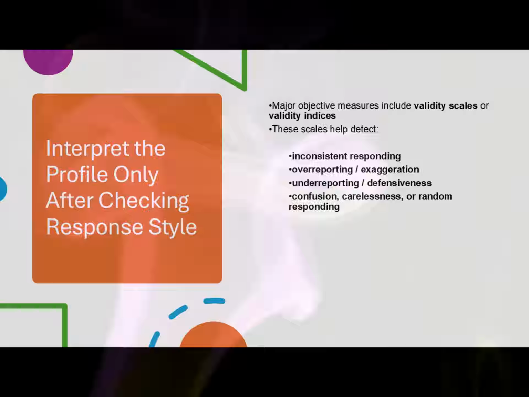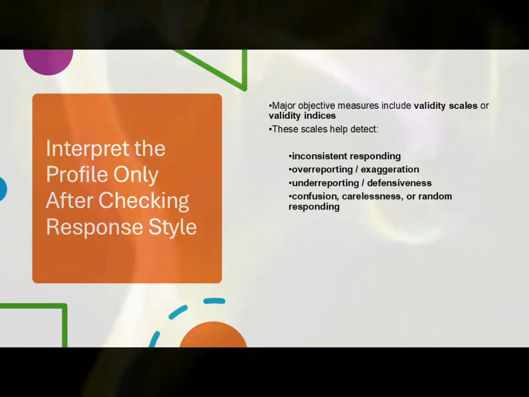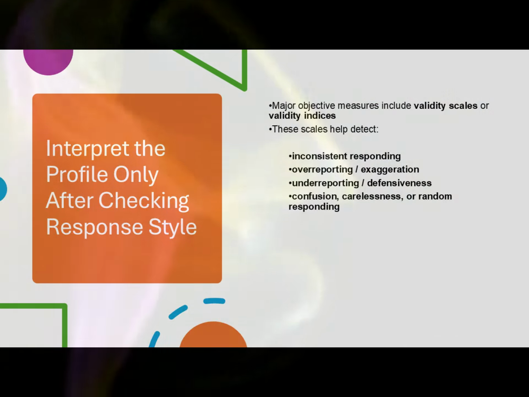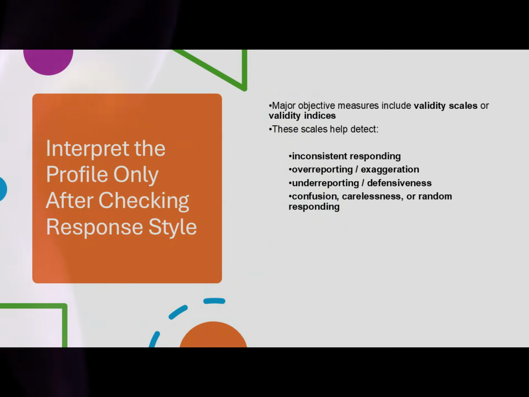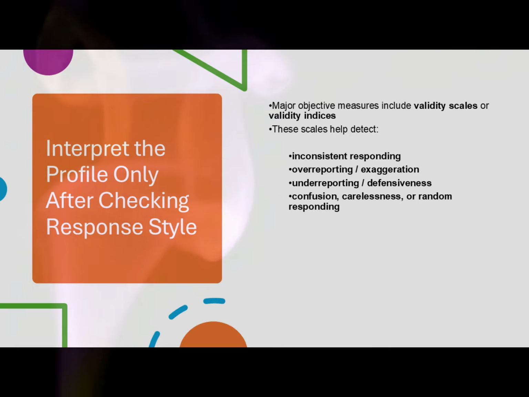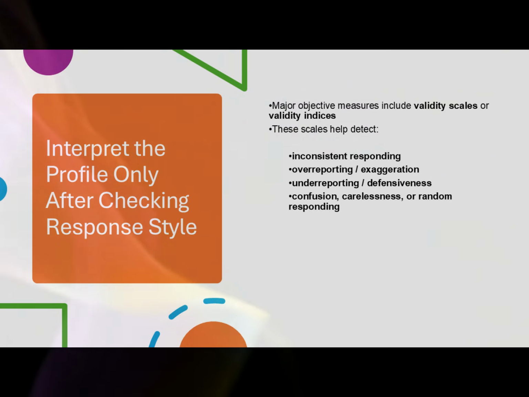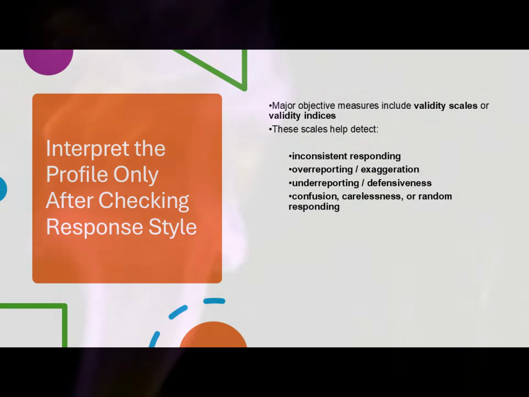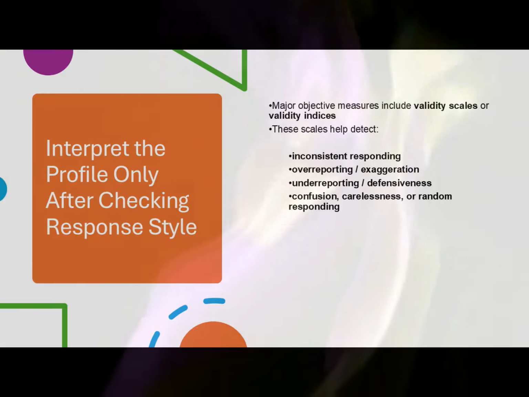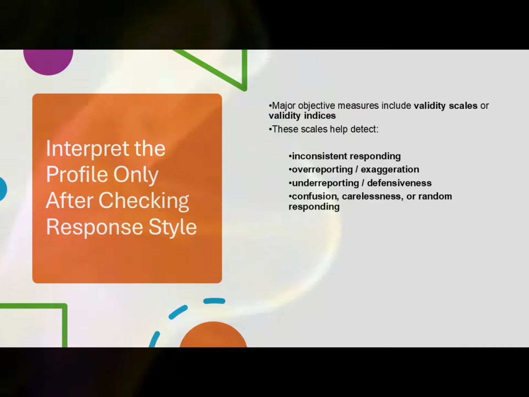Now, MMPI instruments are built with validity scales, which basically tell you whether the client followed the rules and was accurately trying to answer the items. The Personality Assessment Inventory likewise includes validity indices designed to detect factors such as trying to distort results, not paying attention and just giving random answers, confusion, exaggeration, malingering, which is kind of faking it, and defensiveness.